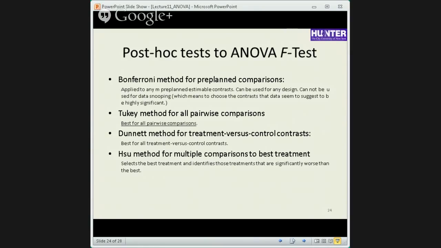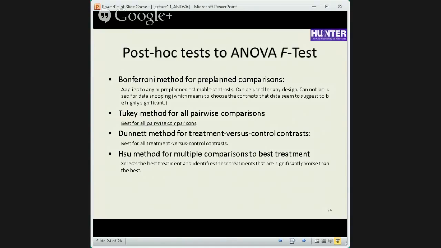with the Bonferroni correction. The one that people usually use after a one-way analysis of variance is this Tukey method, and that's generally the best method for doing all the pairwise comparisons. So every possible pair of levels in your categorical variable.